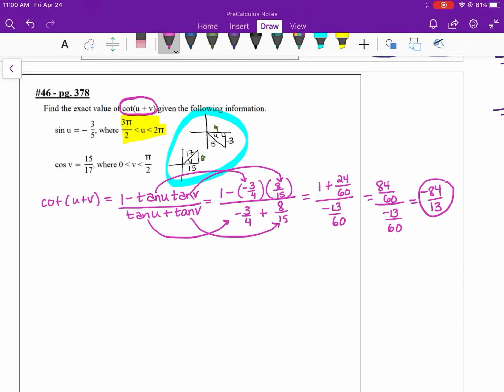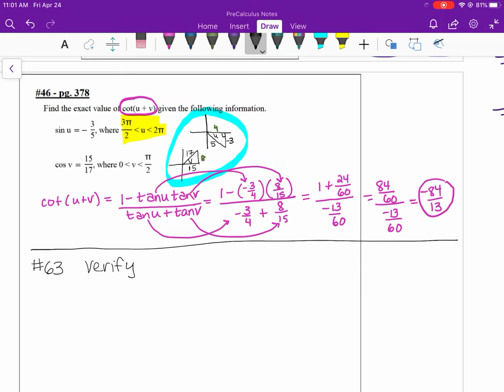The next type of problem I want to show you is verifying an identity. This is number 63 out of your textbook. It says to verify that cosine of pi minus theta plus sine of pi over 2 plus theta is 0.